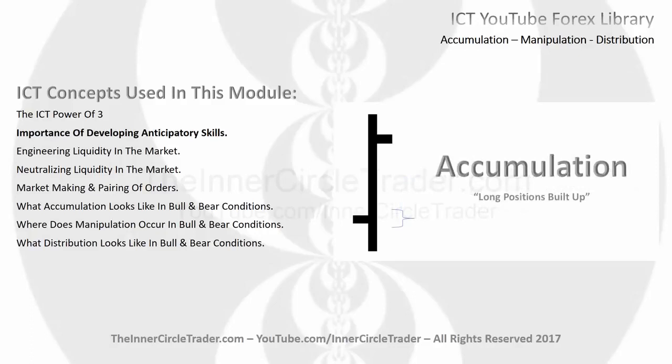Now, as far as it goes in terms of accumulation, manipulation, and distribution, or power 3, the first thing we have to determine is what is accumulating. Now, if we're bullish on the marketplace, we would be looking for accumulation in the form of long positions building up. It's going to be around that opening price, and I'll talk more about the opening price in future tutorials. But the opening price, just above it or below it when we're bullish, that's where longs are accumulated. Now, who's accumulating those long positions? Smart money.